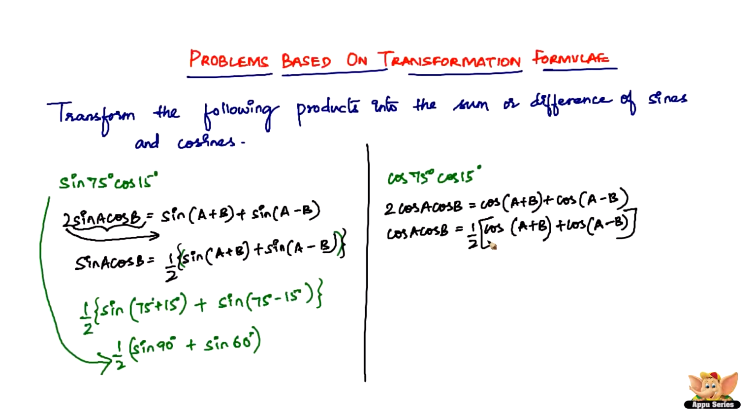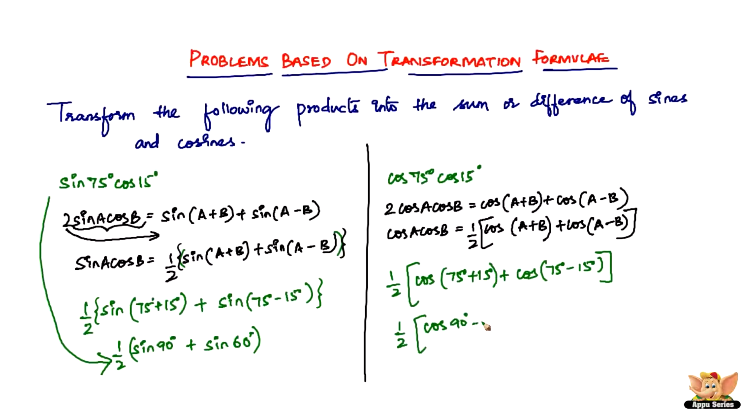Alright, so coming back to the problem, we just have to substitute. So this cos 75 into cos 15 is going to be half times cos 75 degrees plus 15 degrees plus cos 75 degrees minus 15 degrees. So half of cos 90 degrees plus cos 60 degrees. Not very different from the sine thing, except that this is sine and this is cos. Otherwise, the transformation formula is pretty much the same for both sine 75 degrees cos 15 degrees and cos 75 degrees cos 15 degrees. Well, it's not at all the same, it's different. Sine, it's cos, but the pattern is pretty much the same.